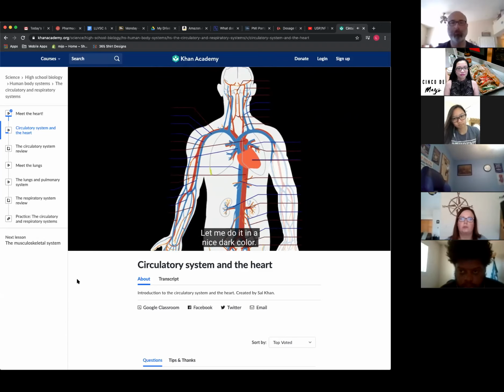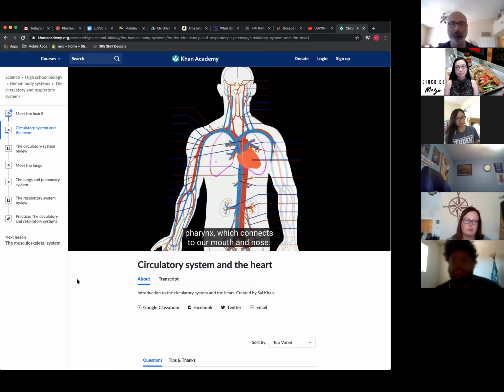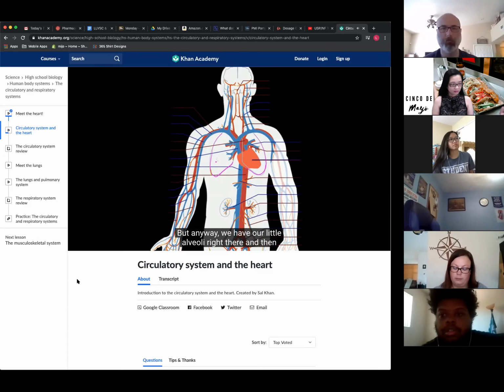Let me do it in a nice dark color. So we have our lungs here. Drew them right like that. Those are our lungs. You can see the heart is sitting right in the middle. And what we learned in the last few videos is that we have our little alveoli in our lungs. Remember, we get to them from our bronchioles, which branch off of the bronchi, which branch off of the trachea, which connects to our larynx, which connects to our pharynx, which connects to our mouth and nose. But anyway, we have our little alveoli right there.